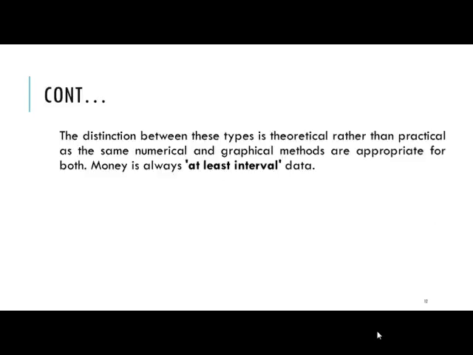So there are some discernment techniques for measuring the nominal, ordinal, interval and ratio scales. The distinction between these types is theoretical rather than practical. Numerical and graphical methods are appropriate for both. Money is always at least interval data. Different statistical tools like SPSS cannot differentiate between the interval and ratio scale. They usually use a common word, scale, for both interval and ratio.